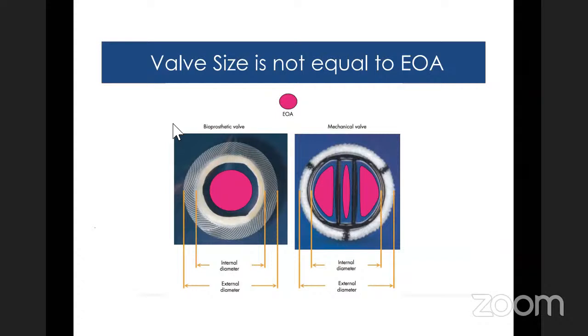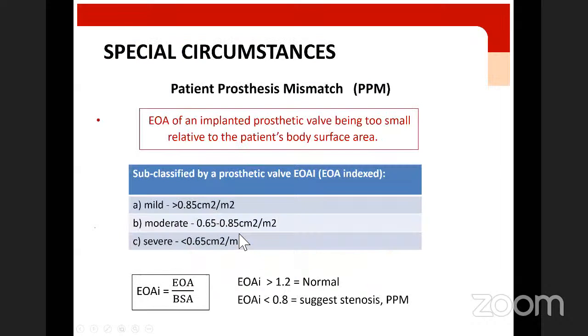It is also not equal to the prosthetic valve size. It is worth mentioning here, this is a mechanical valve, this is a tissue valve. The valve size for mechanical valves refers to the external diameter of the prosthesis, the sewing ring diameter. Whereas the valve size in stented valves refers to the internal diameter of the stent. So you can see effective orifice area is always smaller than the valve size in all types.